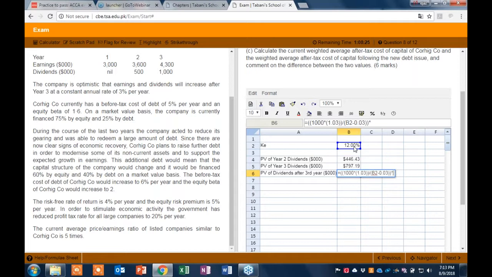So may I know the discount factor at 12% for year 3? Discount factor for year 3 at 12%. Should I apply the formula, or are you people telling me the discount factor? Okay, let me apply the formula. 1.12 raised to the power minus 3. Here we go, we've got the present value.